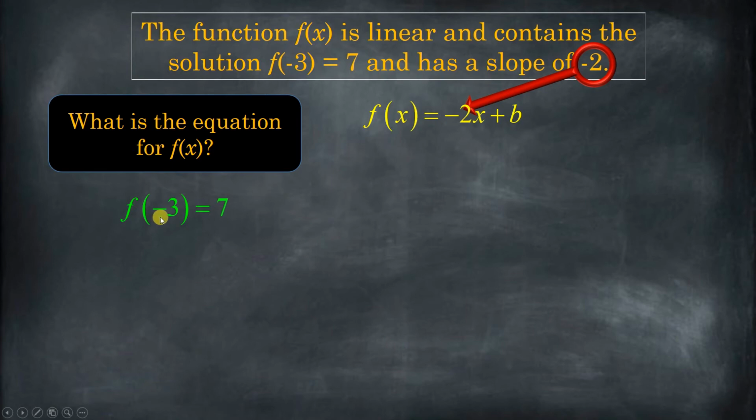This right here, f of negative 3. So this is x, and that's y. So I plugged it in, x and y. Now all you got to do is solve it, right? So b is 1.